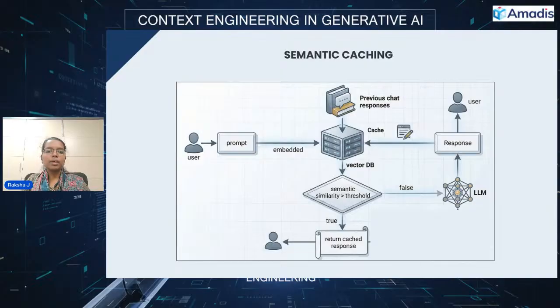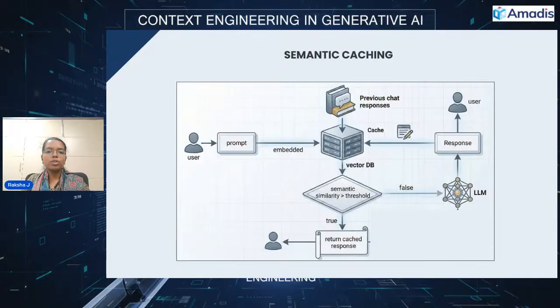The threshold will be set by the user or the developer, who decides how similar the words should be for the model to choose them. If the semantic similarity value is greater than the threshold value, it will return the exact answer which was stored in the vector DB. If it is less than the threshold value, it will send the prompt to the LLM, where the user will get the response, and this question as well as the response will be stored in the cache for future use.